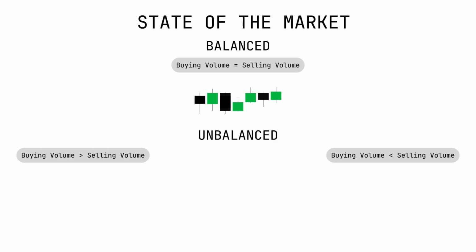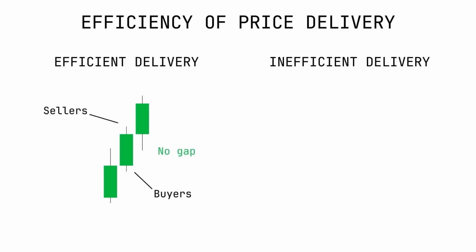The second type is the unbalanced state, which is more typical for any market. This occurs when the buy volume is greater than the sell volume, and the price rises, or when the sell volume is greater than the buy volume, and the price falls. We have sorted this out. The second factor is the efficiency of price delivery, which also comes in 2 types. The first type is called efficient delivery, because in the context of a certain market movement, there are both buyers and sellers present, allowing for a more even exchange of assets.